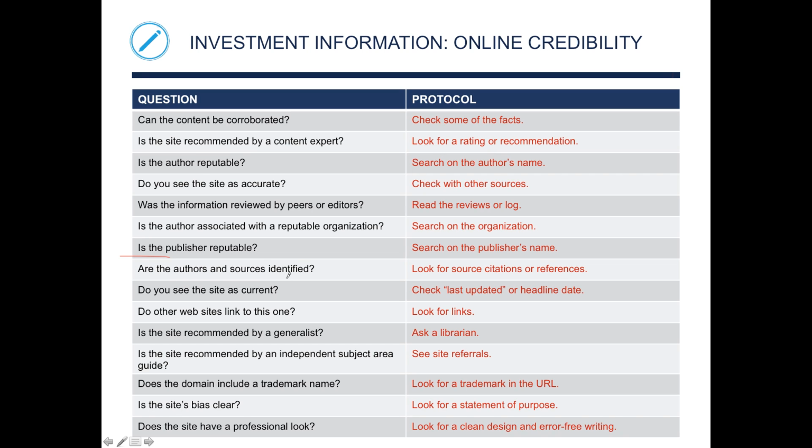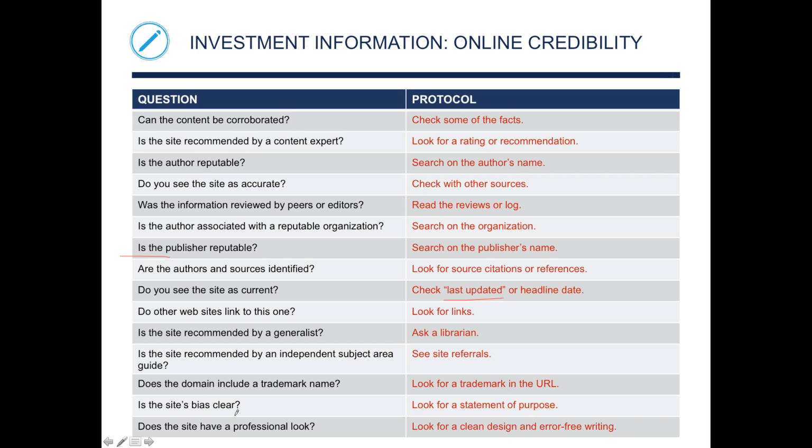Are the authors and sources identified? Look for source citations or references. Do you see the site as current? Check the last updated headline or date. Do other websites link to this one? Look for links. Is the site recommended by a generalist? Ask a librarian. Is the site recommended by an independent subject area? See site referrals. Does the domain include a trademark name? Look for a trademark in the URL.